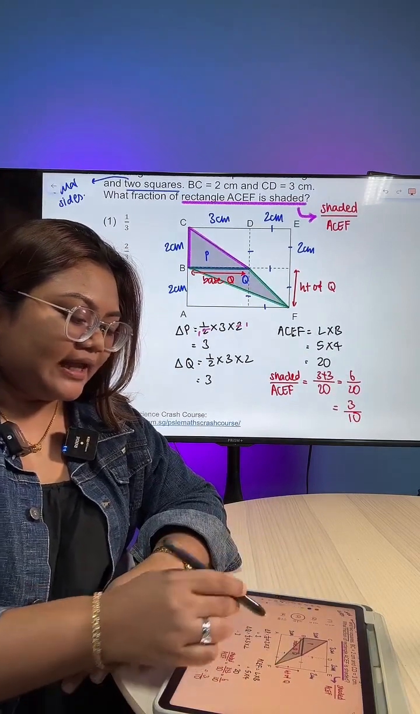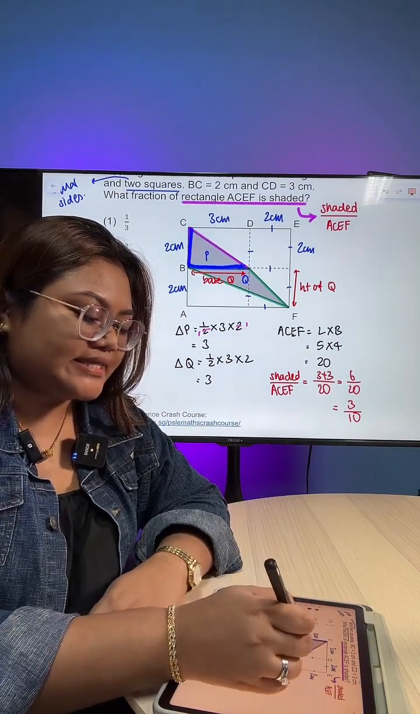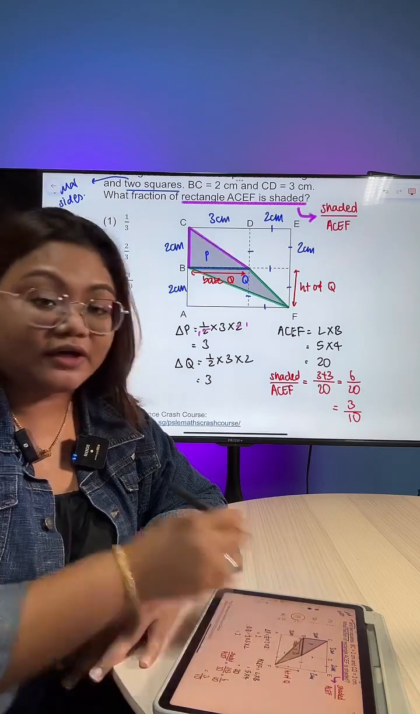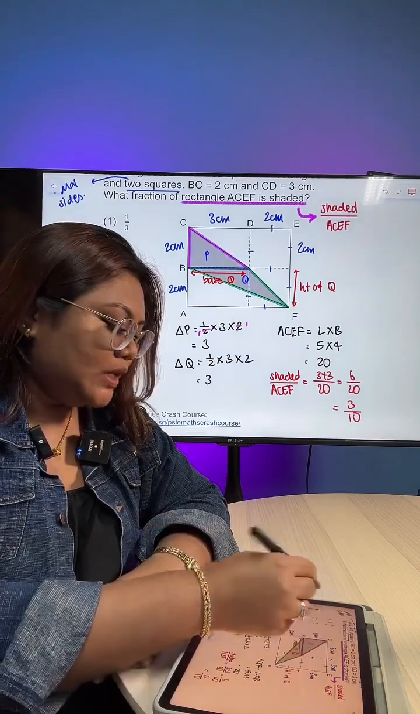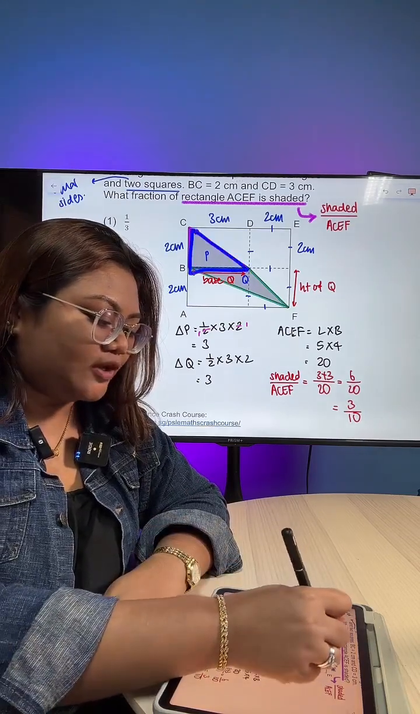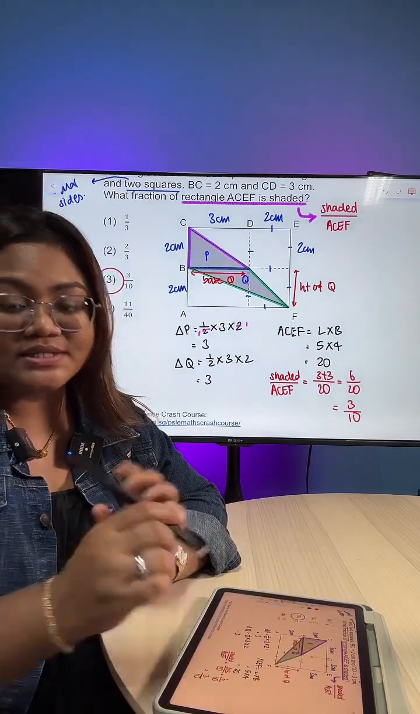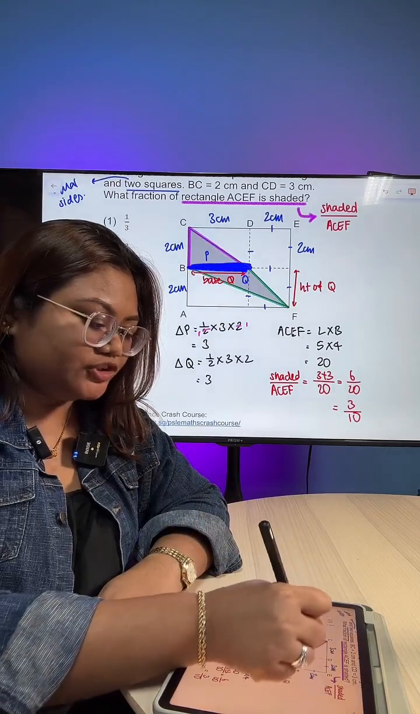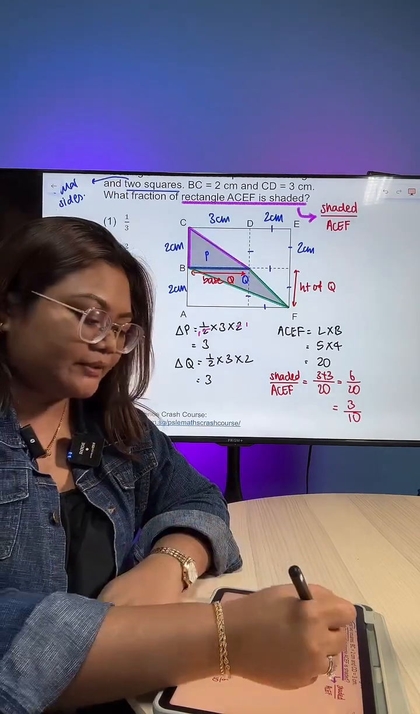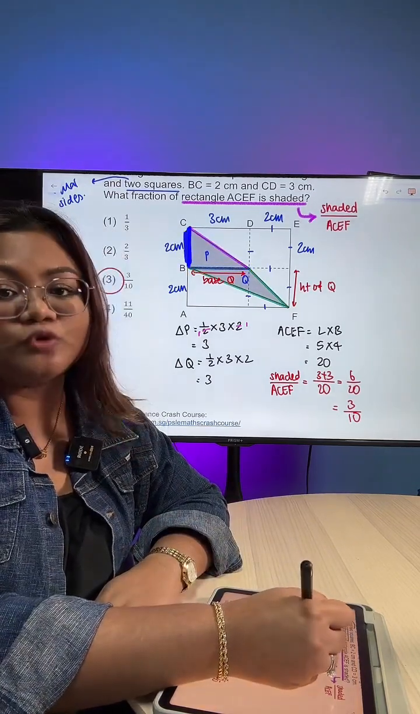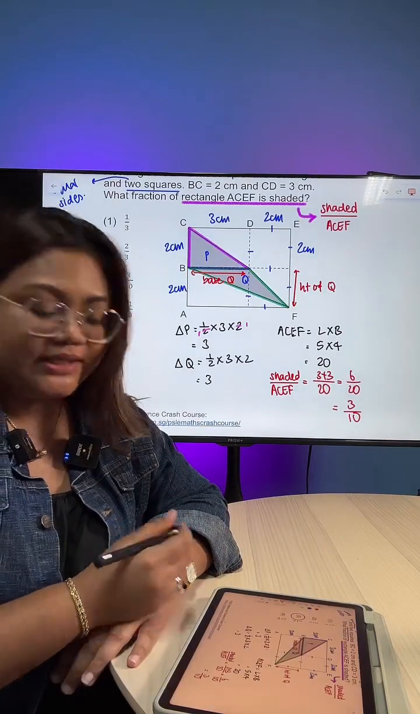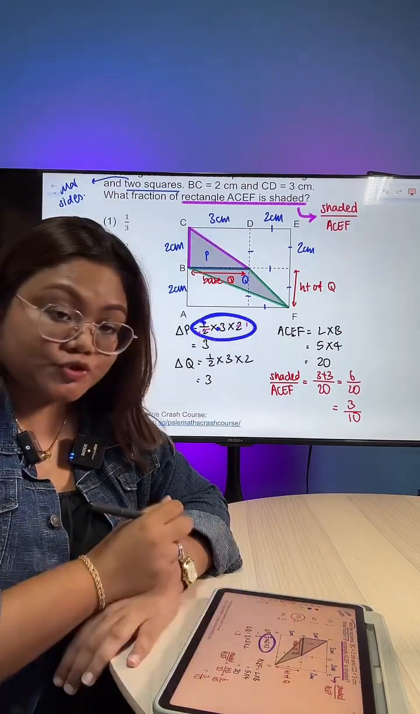Now, half times base times height is the area of triangle formula. So, I will apply the area of triangle formula to find the area of P. Half times base, which is here, 3 cm, times height, perpendicular height, which is here, 2 cm. Okay? So half times 3 times 2.